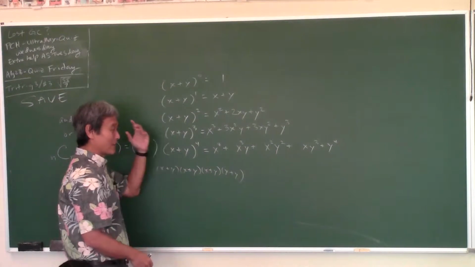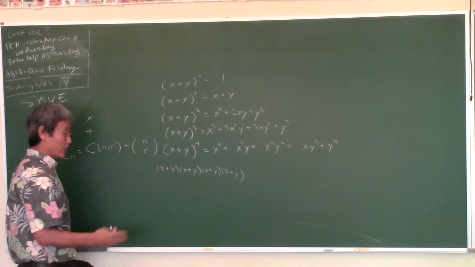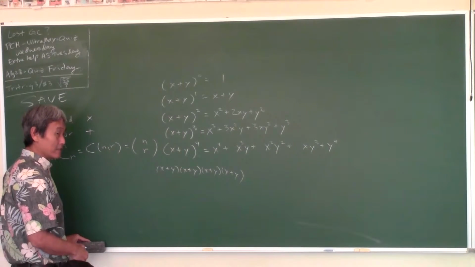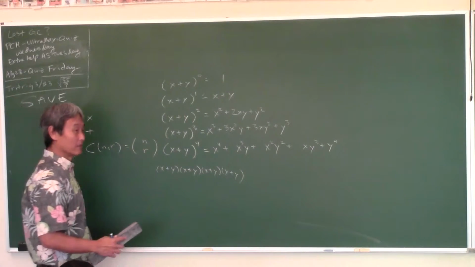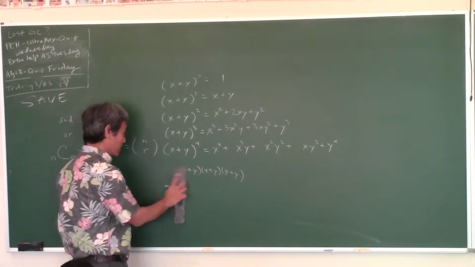But then what happens if you have something like x plus y to the 10? Or you guys are the class of 2017? What if it's the 2017 power then? Then what? You don't want to do this, right? So is there a better way?